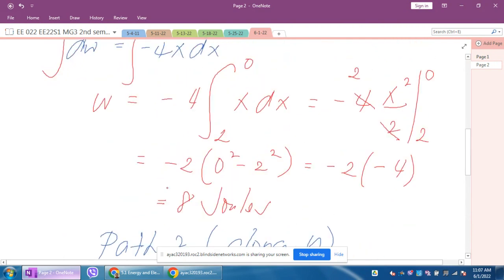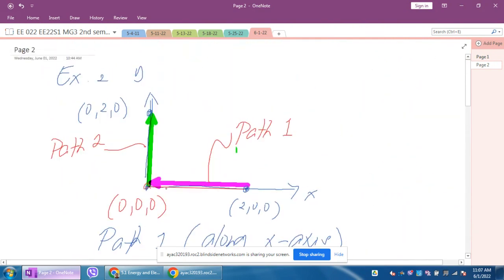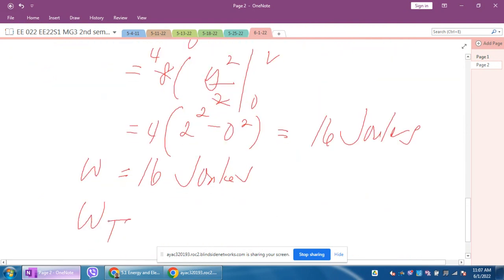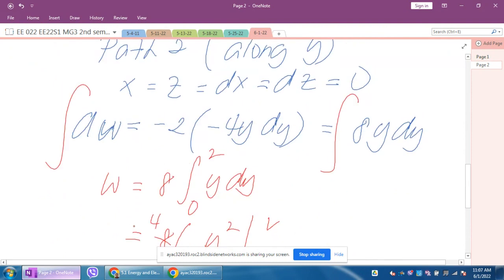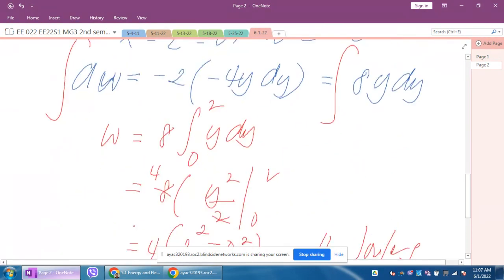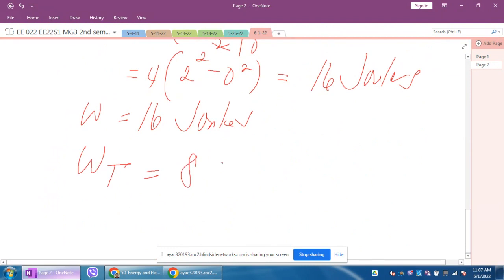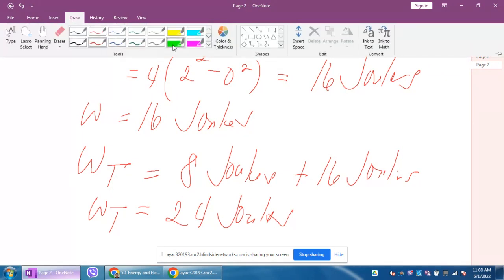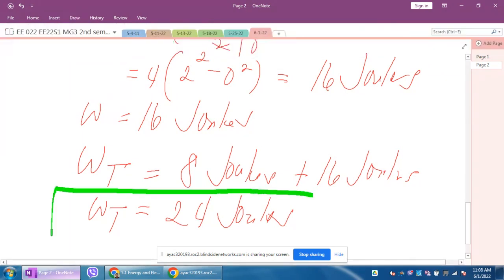So, total work will be yung work sa path number 1 at saka work sa path number 2. So, work total will be equal to 8 joules plus 16 joules. Total, we have 24 joules. Okay, work total. So, yung sagot po natin kay A at kay example 1 at example 2, pareho lang.